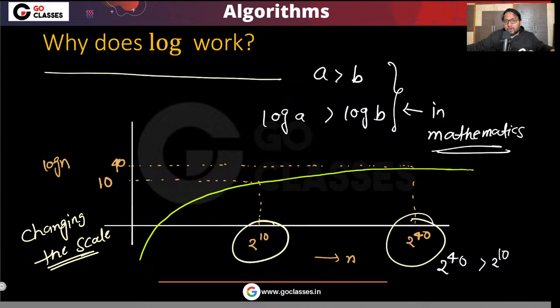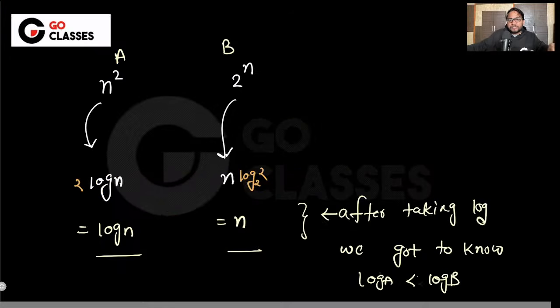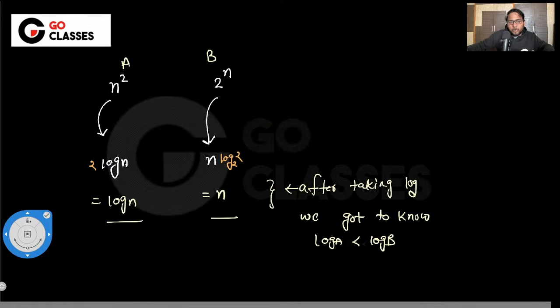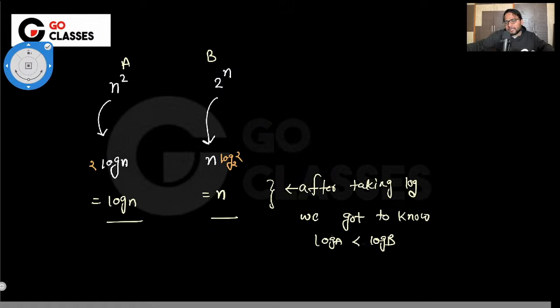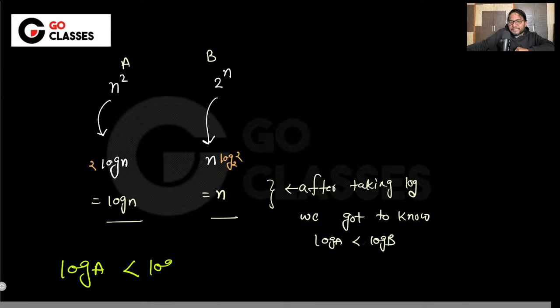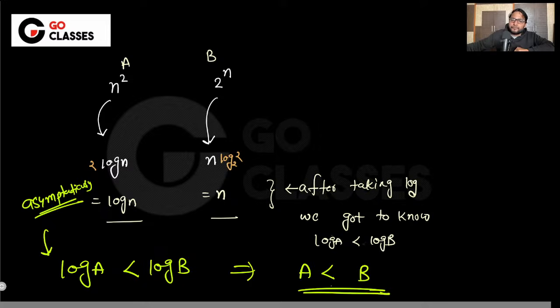So if after taking the log, asymptotically, this is greater, then before taking the log also this is greater. Which means if I got to know that log a is lesser than log b, then what does this mean? Asymptotically, I'm writing it asymptotically, okay? See, I got to know asymptotically this is greater. Then what does this mean? A is definitely lesser than B, right? Is this understood to everyone? A is definitely lesser than B.